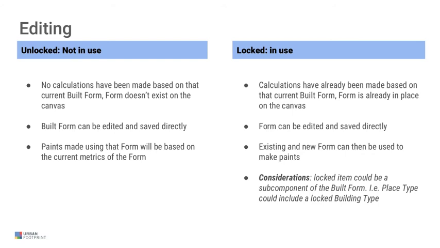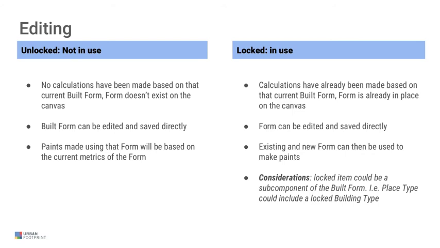If a component is locked, or if a place type is locked, or building type is locked, then it means that it's being used directly. But don't fear about being locked out. You're still able to save changes in a new version. So create a copy of that form and make changes to it, and then have that new form that you've created available for use throughout your project.